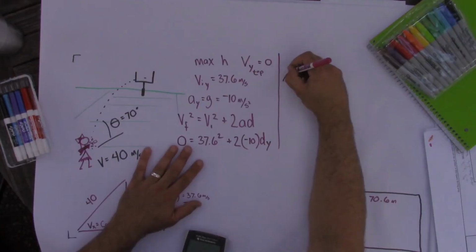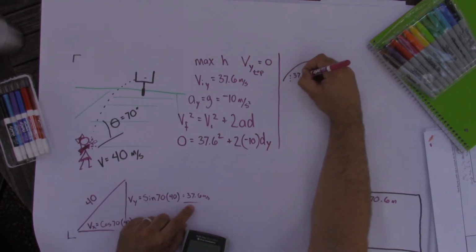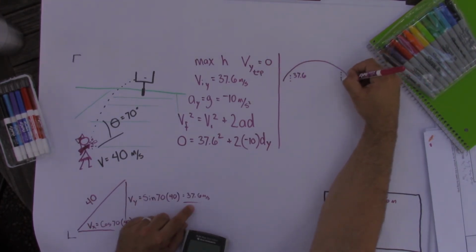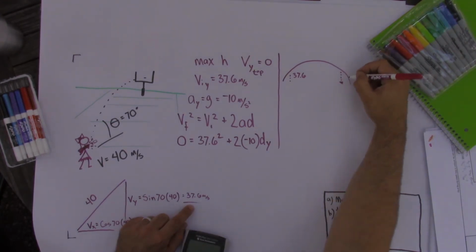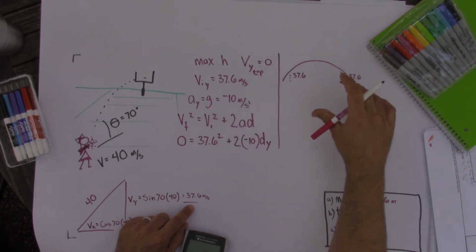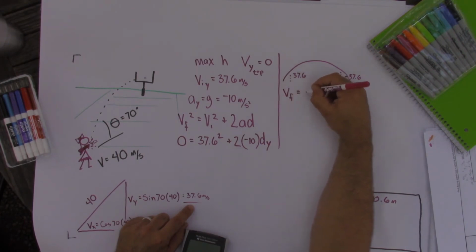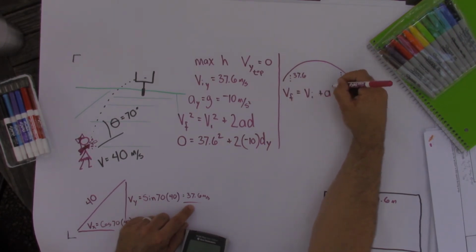We know that since it's shot in a parabola, the initial velocity in the y direction was 37.6. When it comes down, the downward velocity, the final velocity in the y direction, is -37.6. So we know an initial velocity and a final velocity for the entire trip, and gravity. So I'm going to use this formula. V final is equal to V initial plus acceleration times time.